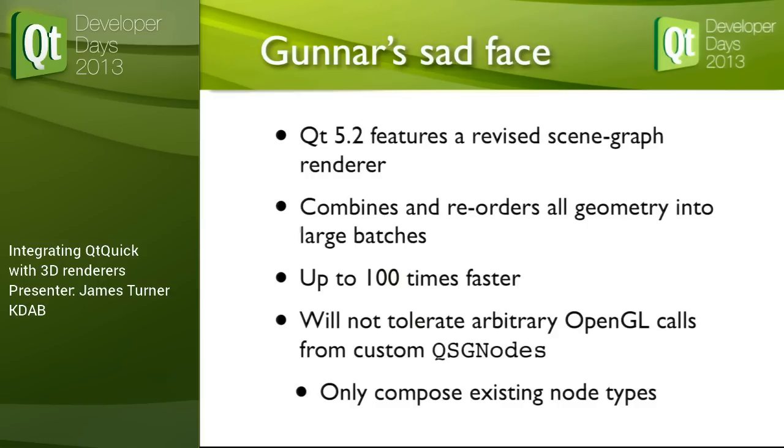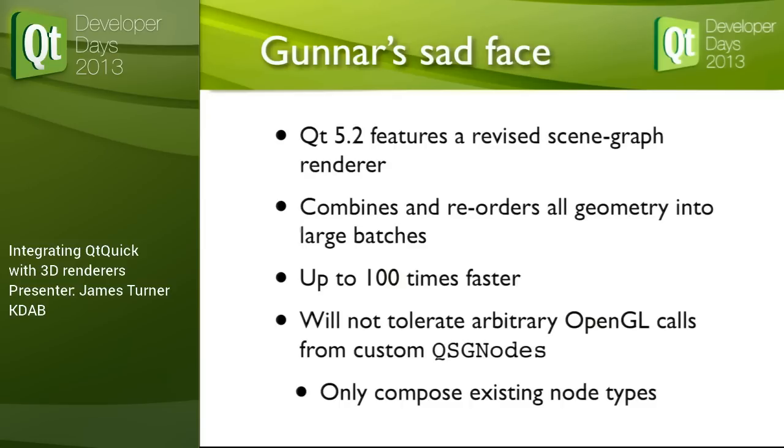It's now going to combine and reorder all the geometry into much larger batches. Much larger means that he's making many fewer OpenGL calls, which of course means it's faster. It is up to 100 times faster. Gunnar is very happy, and everybody's happy because their QtQuick applications will run faster on their devices.